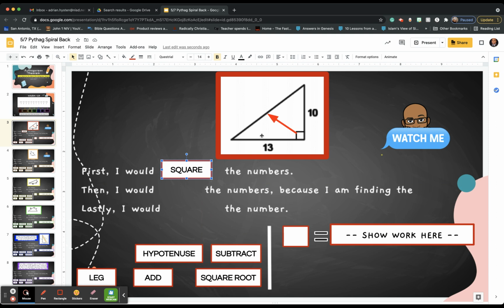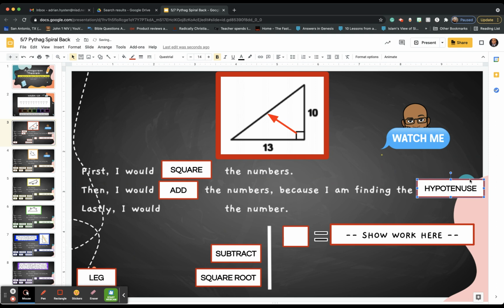Then I would add the numbers. Well, it's A squared plus B squared, so after I square them, I have to add them. And that would allow me to find the hypotenuse. Lastly, I would square root, because it's A squared plus B squared equals C squared. So C squared is not quite the hypotenuse. I need to take the square root of whatever I get, and then I would have the hypotenuse.